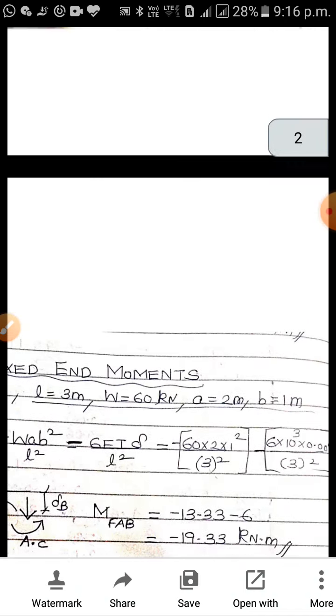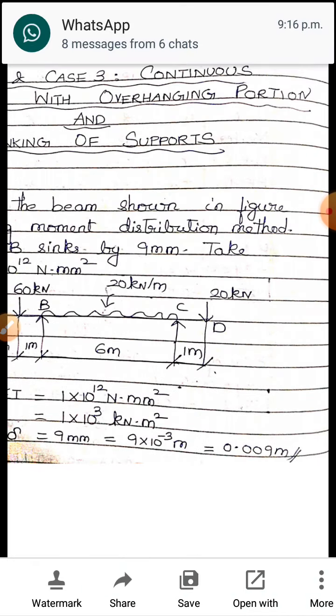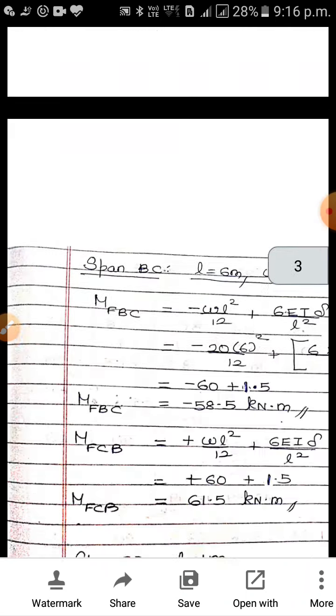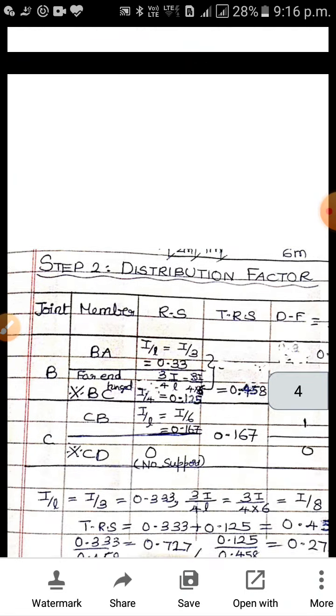I by L. Then BC. See BC. So you have to forget, only C has support. D does not have any support. See in the diagram itself. So only C has support, D does not have any support. So BC, B is a near end, C is a far end. So far end is hinged only, not continuous, because D does not have any support. So that you have to be careful.